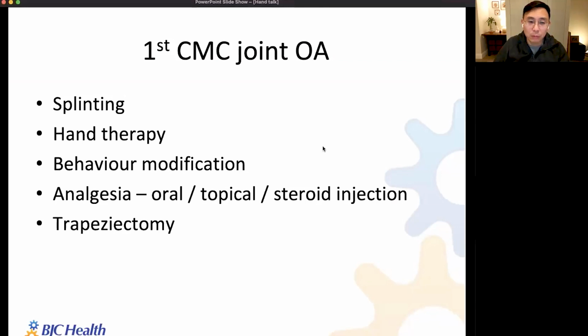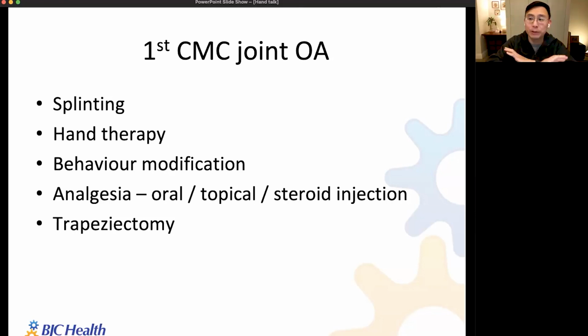Broad principle, we try to get Michele or other hand therapists to make a splint, and exercises can help this a lot. Of course, there'll be behavior modification that the hand therapists will help our patients with. Analgesia-wise, starting with Panadol, paracetamol, or Voltaren creams, sometimes can work. Sometimes we organize cortisone injection to settle the pain and the inflammation.